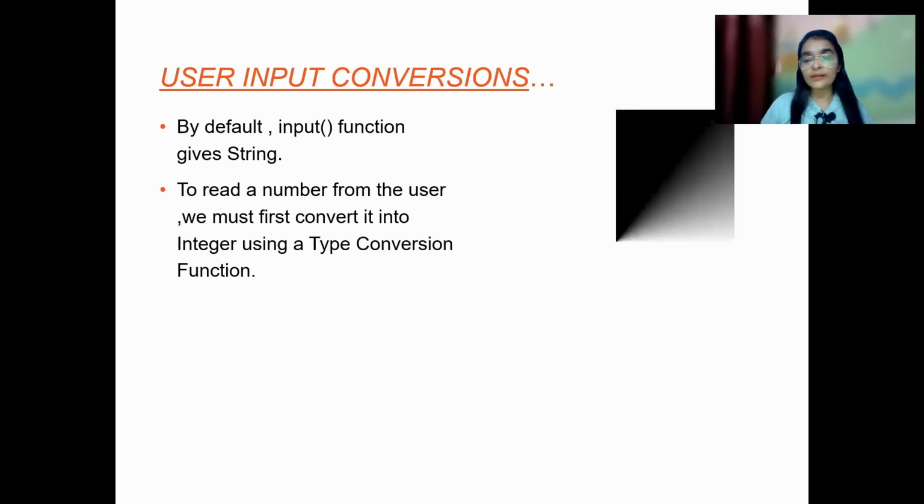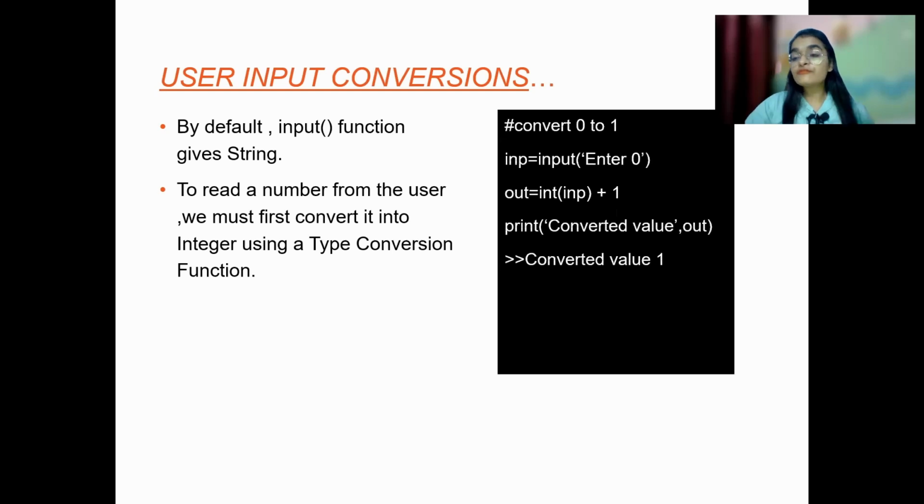So basically what I'm going to show you right now, we have converted 0 to 1, right? When I have converted 0 to 1, what we have done is we have input inp, that is a variable, and that is equal to input enter 0. So I have entered 0 and the user will enter the data that is 0. And now that 0 data, because the input function is always going to return a string, is now going to be converted into an integer.